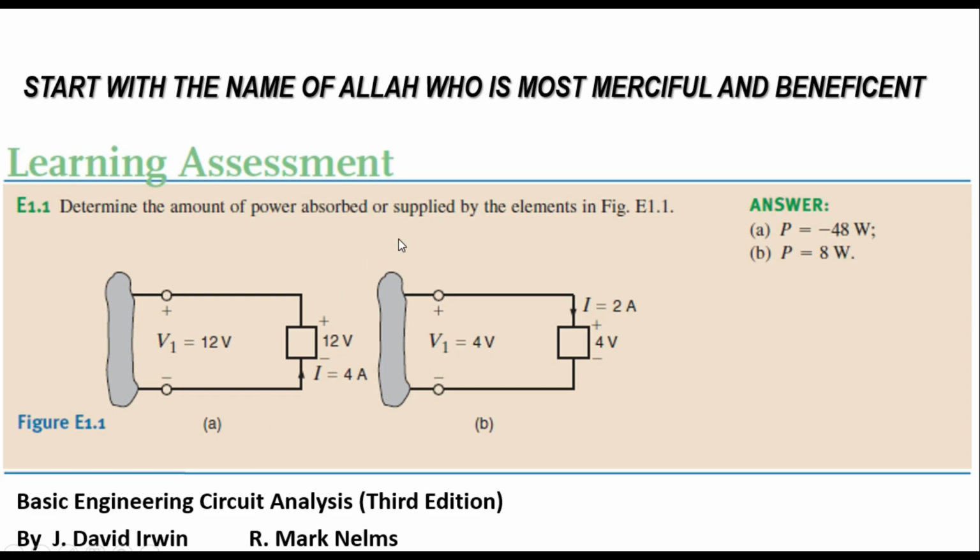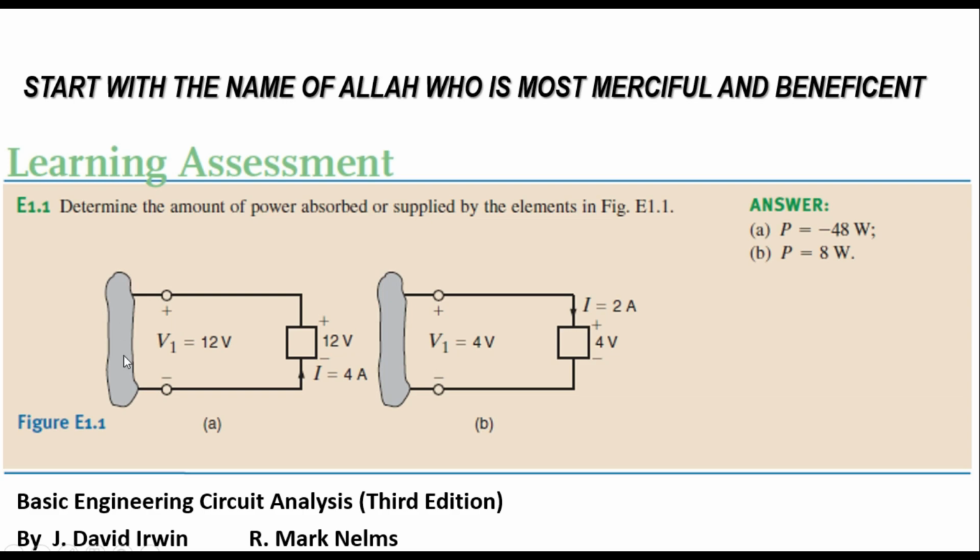I am started solving all the unsolved examples as well as unsolved exercises. So starting it from today, the first learning assessment given in chapter 1 on page number 7. It is asked to determine the amount of power absorbed or supplied by the elements in figure E1.1. These two elements are given and it is asked to find out the power either they are absorbing or delivering or supplying. So firstly we need to identify which element is concerned.